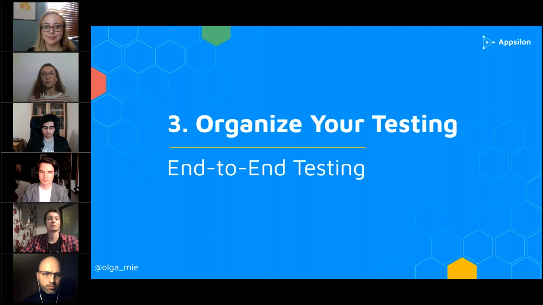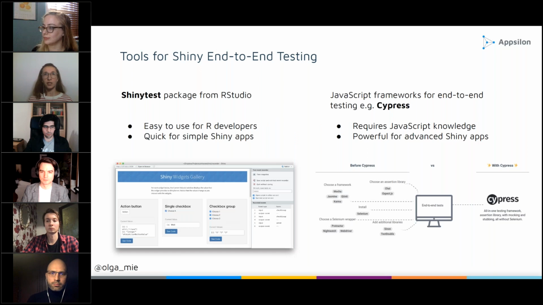And the next step that I'm going to cover is end-to-end testing. This is the phase when you are actually testing the full components in your app. Luckily, we have the shinytest package from RStudio, and it's easy to use for developers. You can record the scenarios, and it provides a quick and simple way to test your Shiny apps.